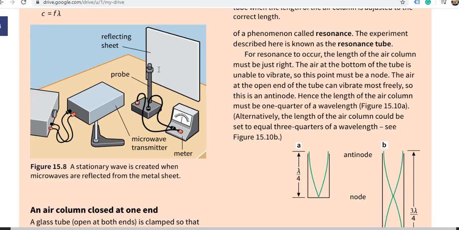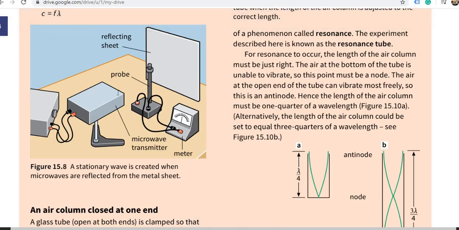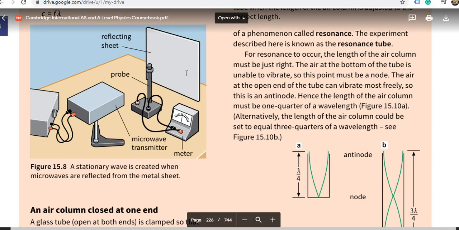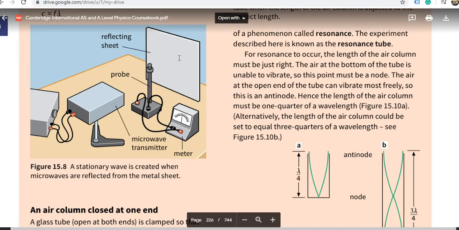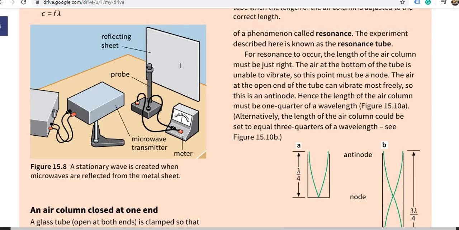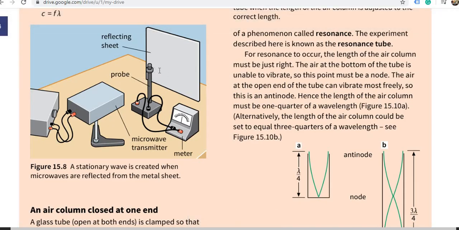Once you have a standing wave created here, and if you move the probe along the line that is perpendicular to both the transmitter and the reflecting sheet, so you can see the front part of the microwave transmitter and this reflecting sheet are parallel. That means if you draw a line from the middle of this to that sheet, it will be perpendicular to both. Now if you move the probe along that line, you will notice that at some places the reading is minimum, and at other places the reading is maximum.